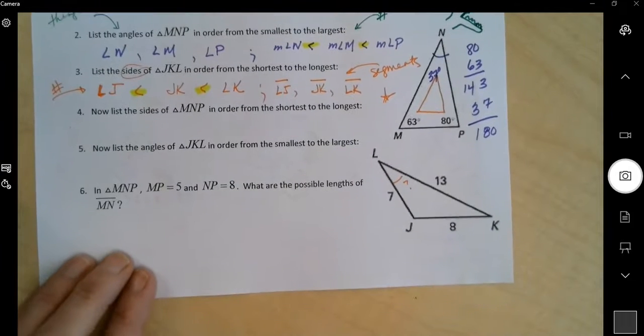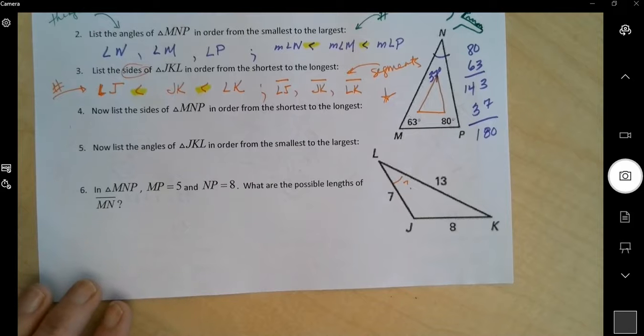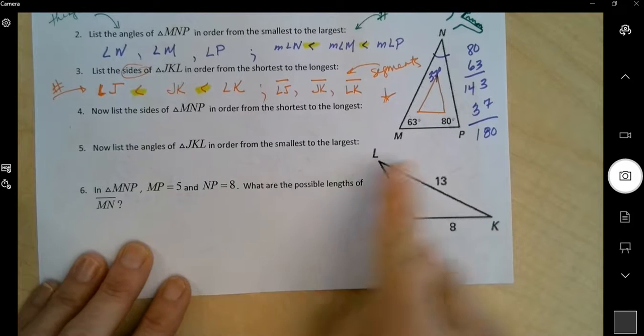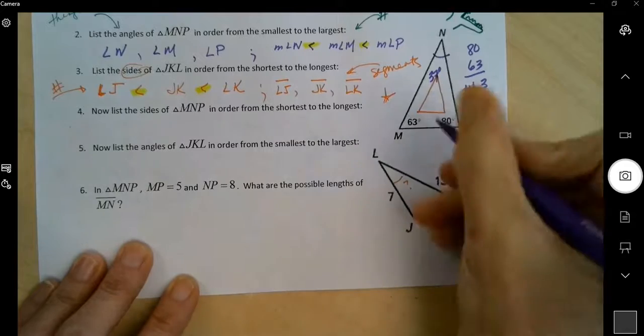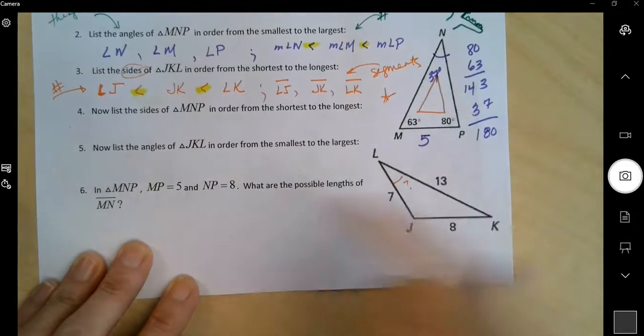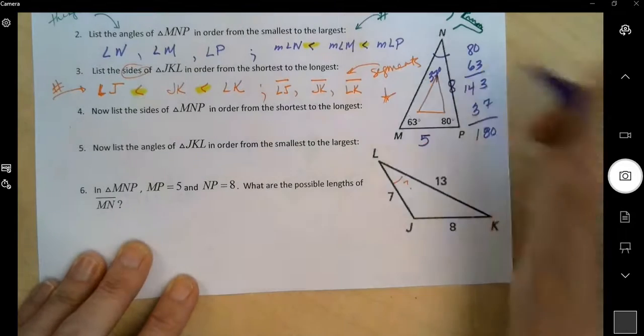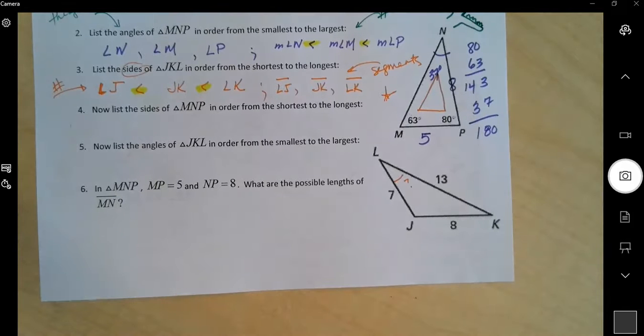When I have triangle MNP, okay. Oh, good. They tell me now. MP is 5. So I can fill that in. Thank you. And NP is 8. Thank you. I can fill that in. What are the possible lengths of side MN? I don't know. I need some math. So I'm going to go get some math.